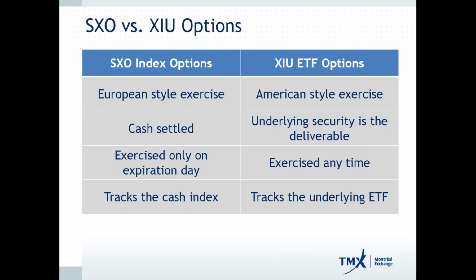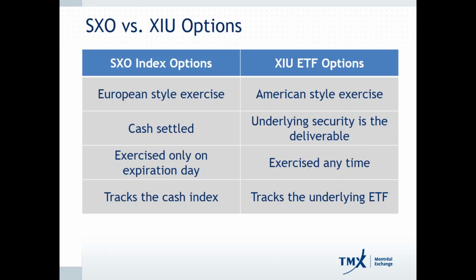With the index options, they're exercised only on the expiration day. The reason being is that there's no shares to exchange hands, so there's no real value in having any sort of early exercise, whereas the ETF options can be exercised and the option writer can be assigned anytime. So the same considerations apply for somebody who is selling options to generate cash flow on an ETF or a security. You may be assigned at any given time, where that's not going to happen with the index options.